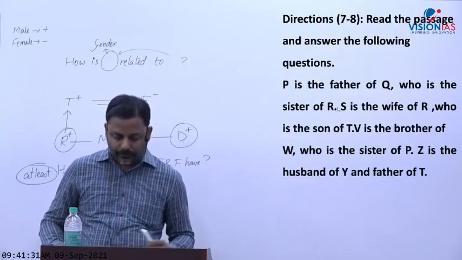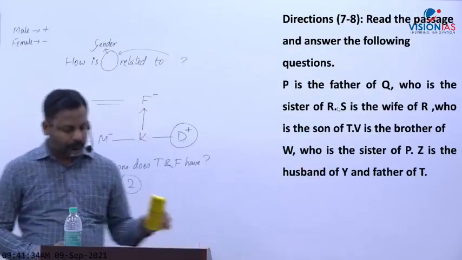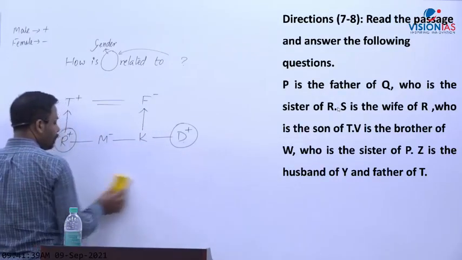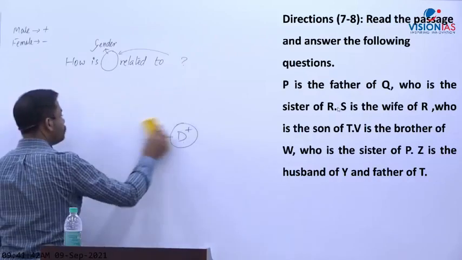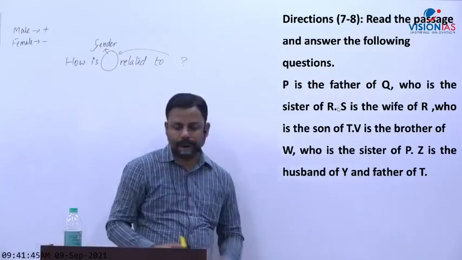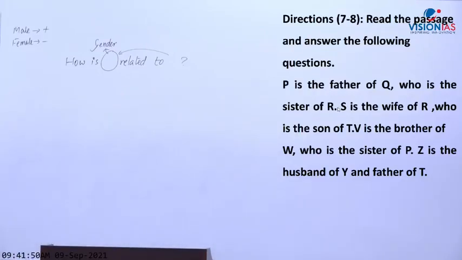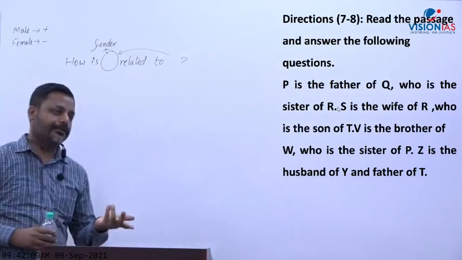Okay. Now try to make the family tree of this particular information. Then we will move on to the questions. At most 3, at least 2, and exact either 2 or 3.